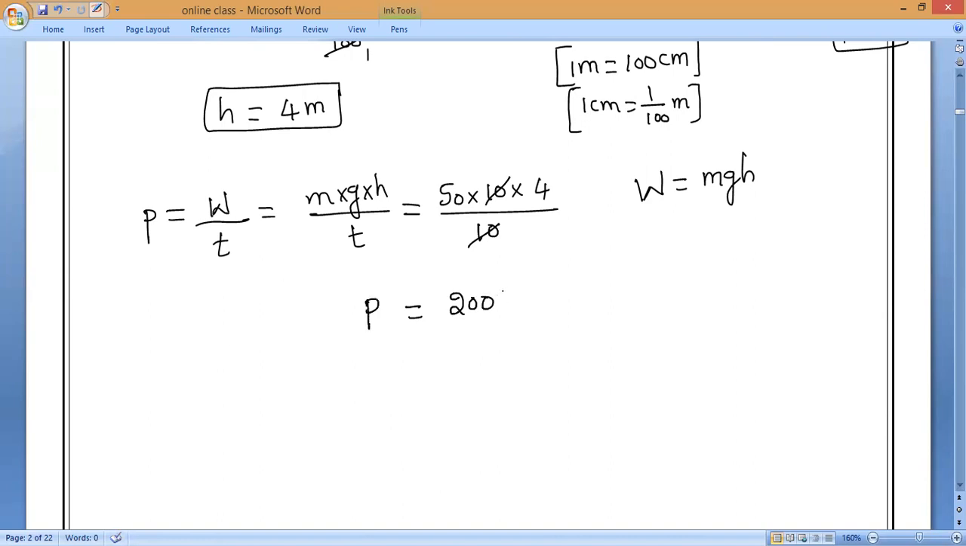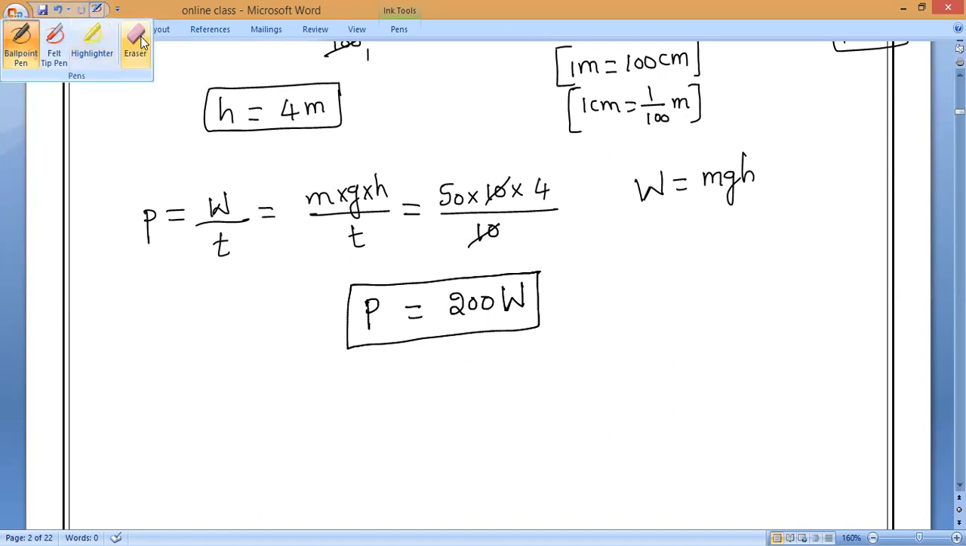Unit of power: watt. So what is the power of the chain? Sir, just 55 kg. Weight is how much, sorry? 55. So if 55 means we can take, it will be 220. That's all it is. Yes or no? Yes, 220 watts.